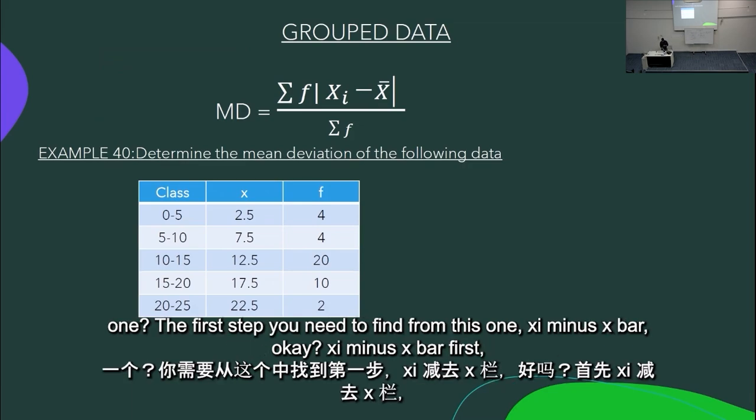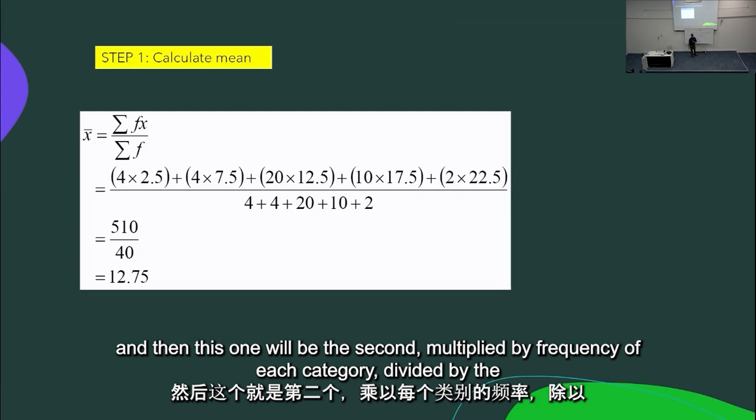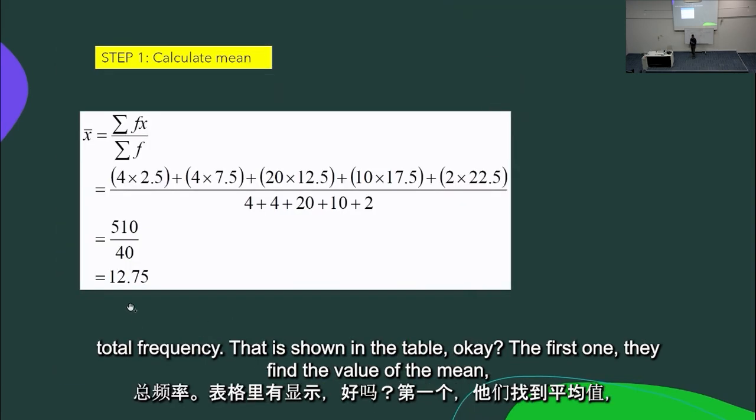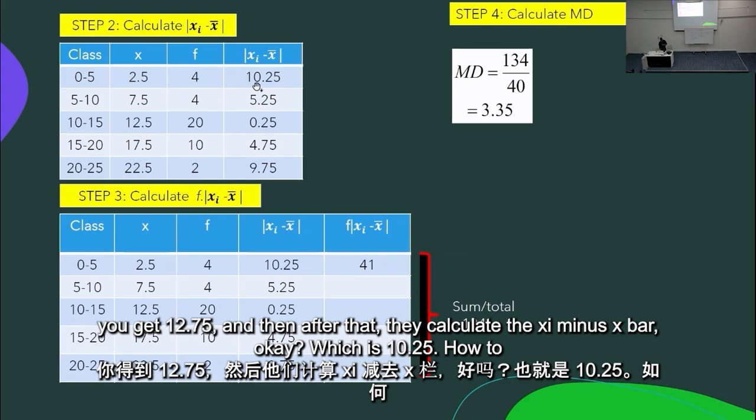So how to get this? The first step is to find xi minus x bar first, and then the second is to multiply by the frequency of each class, divided by the total frequency. That is shown in the table. First, they find the value of the mean, and you get 12.75. After that, they calculate xi minus x bar.